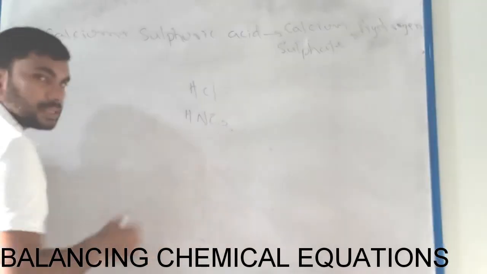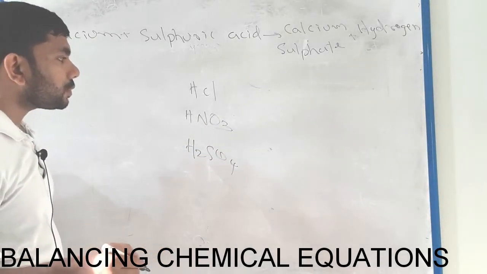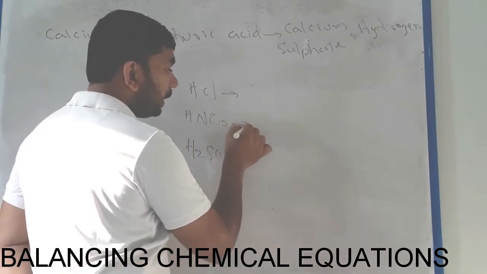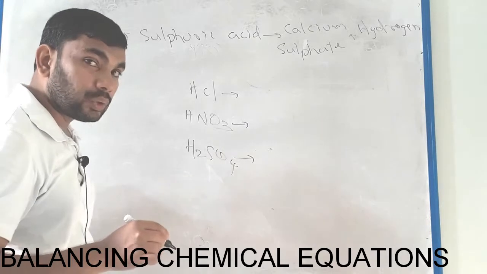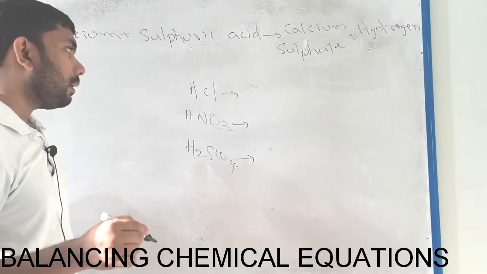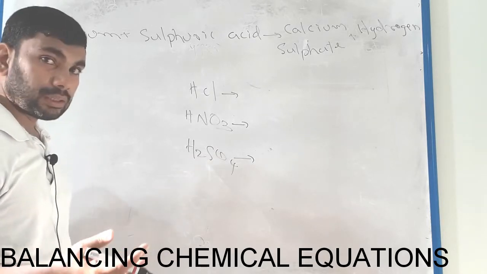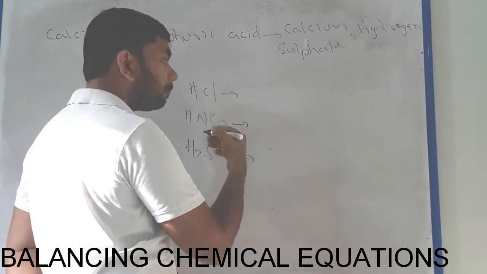Here you have to remember another thing: HCl, HNO3, H2SO4. These are mineral acids, the most common laboratory reagents. HCl is hydrochloric acid, HNO3 nitric acid, H2SO4 sulfuric acid. When a substance like a metal or metal oxide reacts with these acids, it forms a salt. All of them produce salt.